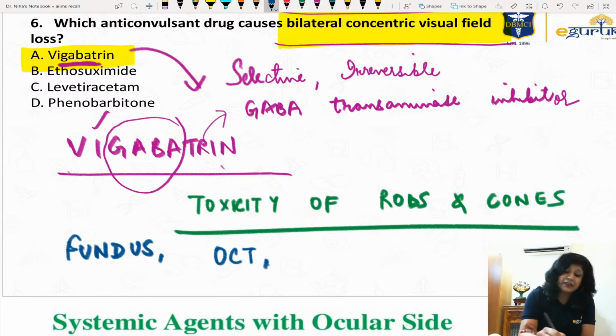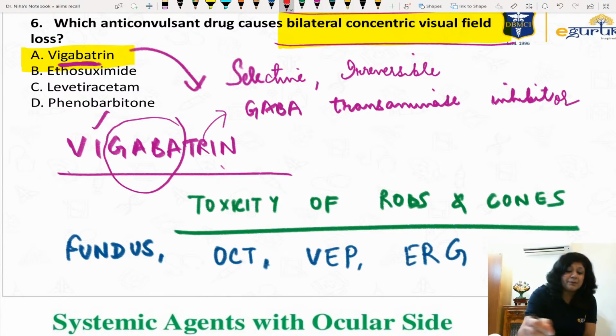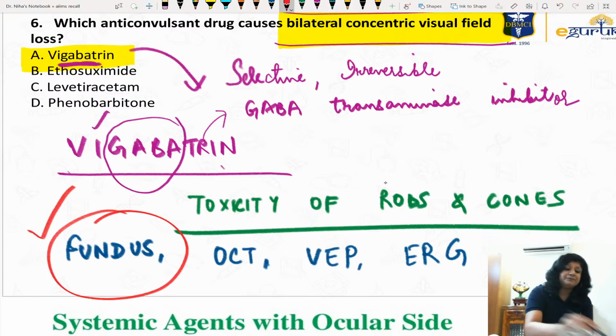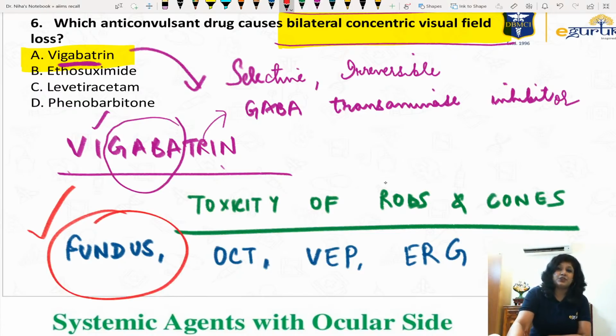And then we can do the VEP, visual evoked potential, we can also do the ERG, but most of the times the parents are not very happy with this, and they usually are in favor of fundus examination, because obviously for the other things you will have to give the GA. So I think this is the first thing that we go for. We can go for the fundus examination.